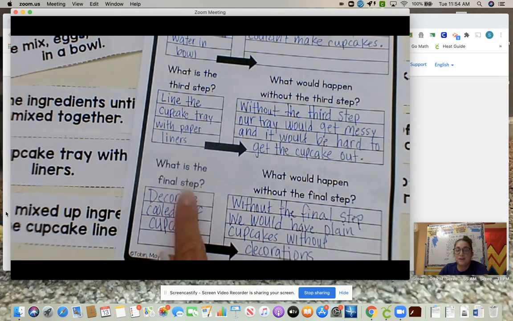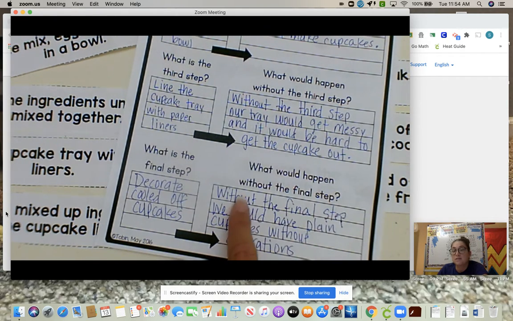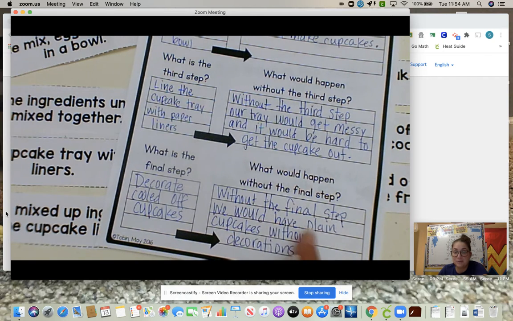And then what is the final step? Final means last. So decorate the cooled off cupcakes. Without the final step, we would have plain cupcakes without decorations and without frosting.